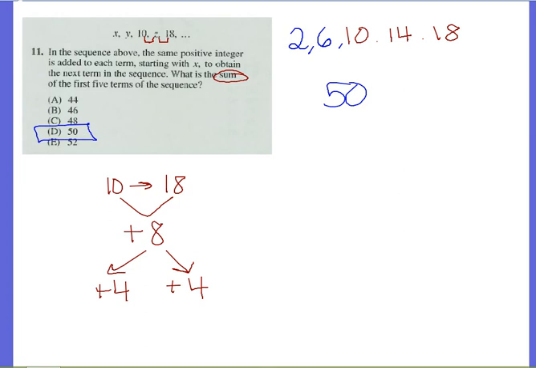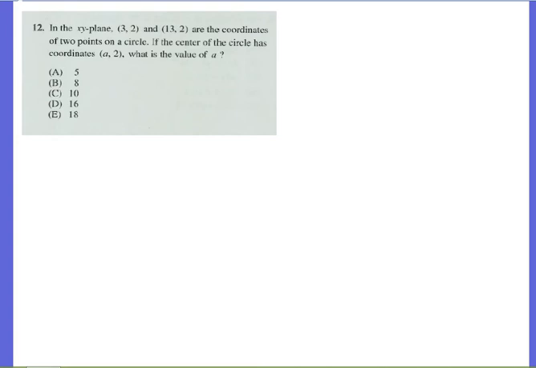Alright, next question. 12. In the plane, these are the coordinates of 2 points on a circle. Some of you may feel most comfortable drawing it out. It doesn't have to be a great sketch, but it may help. 3, 2, so that'd be about here. 13, 2, that would be here. On the PSAT itself, I probably don't write as much, but I do try to show some work to make it a little easier.